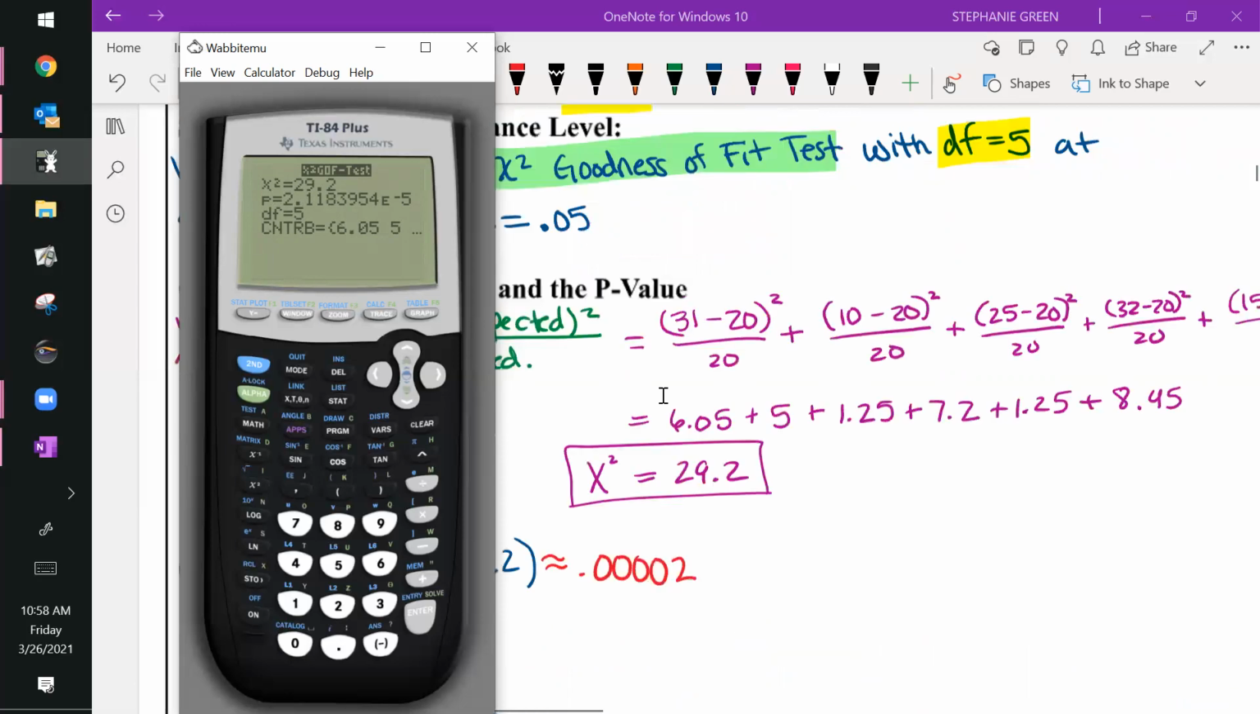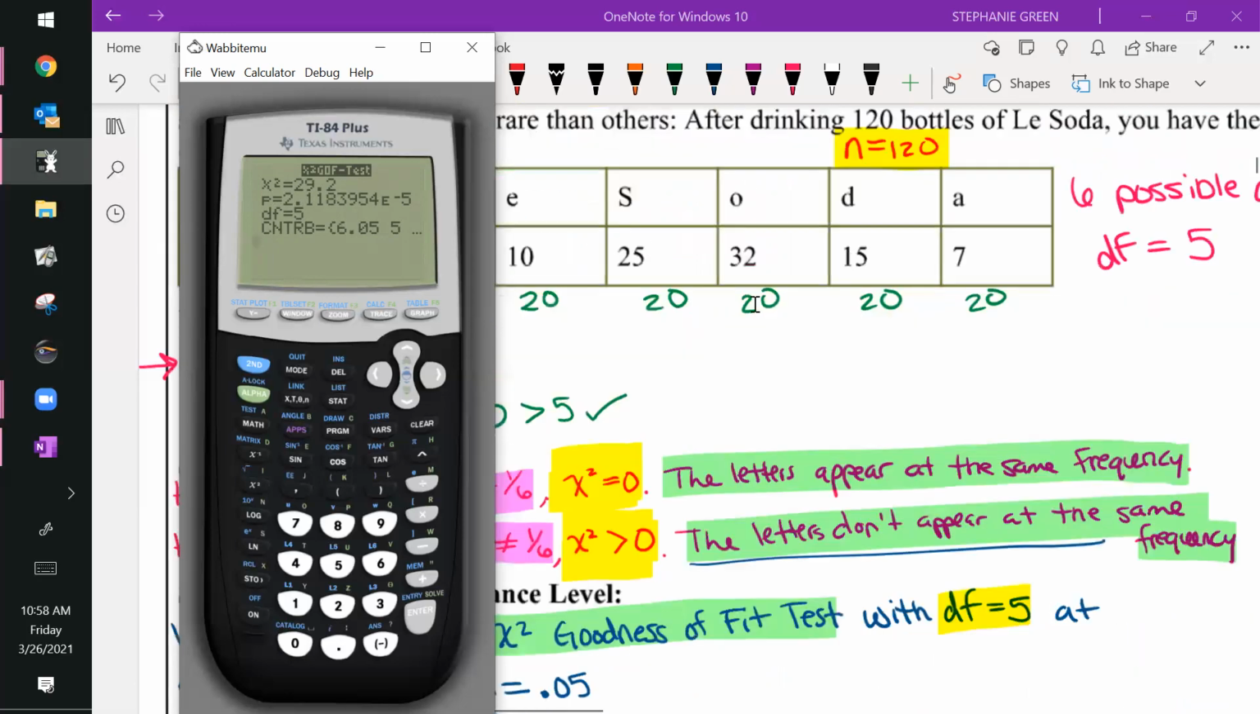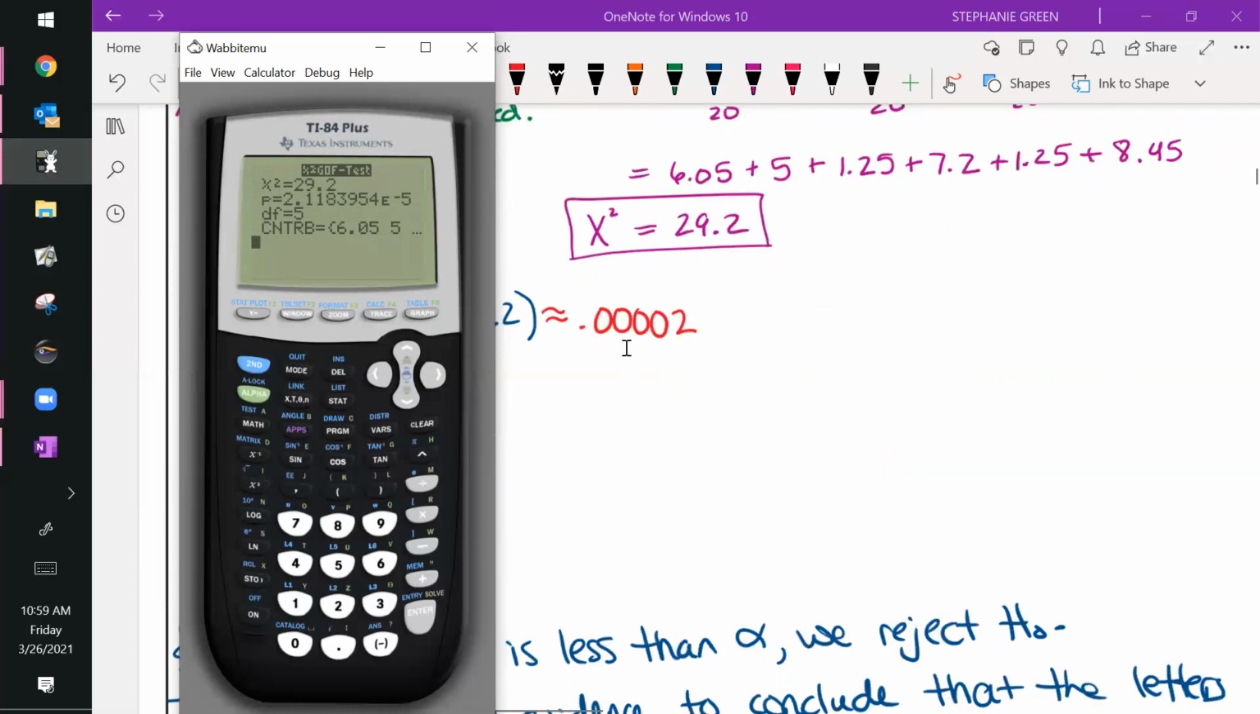It took a little more time to put those data points into our lists, but after that, no big deal. So if you're allowed to use your calculator on this question, this may be the fastest way to get your answer.